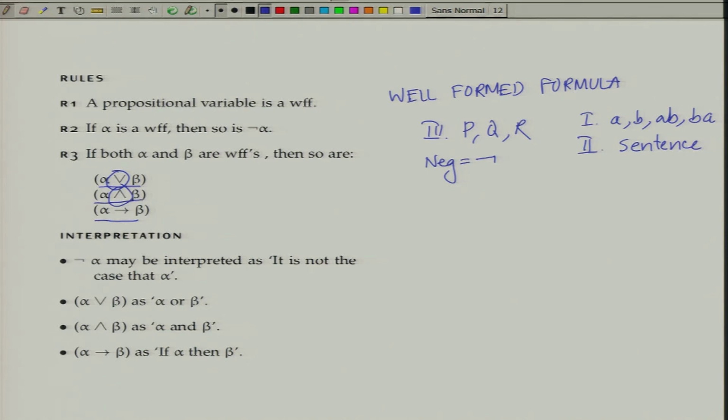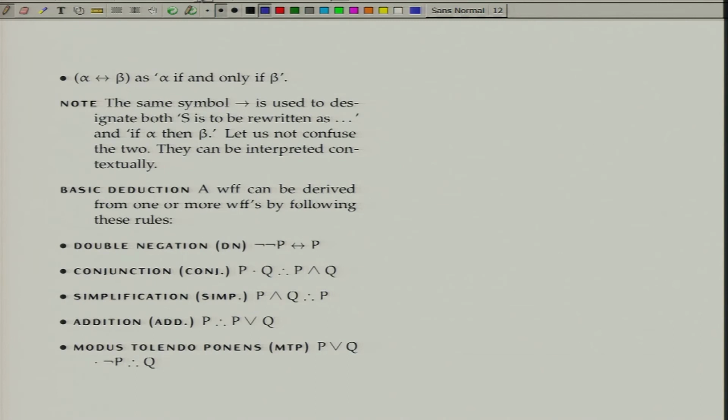Now the next is alpha or beta, that is this, and then alpha and beta, and if alpha then beta. These are all WFFs. And after this there is no other rule that would create WFFs. So this is in short the system. And finally, alpha if and only if beta.